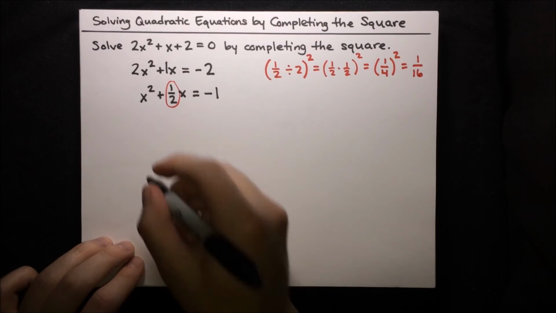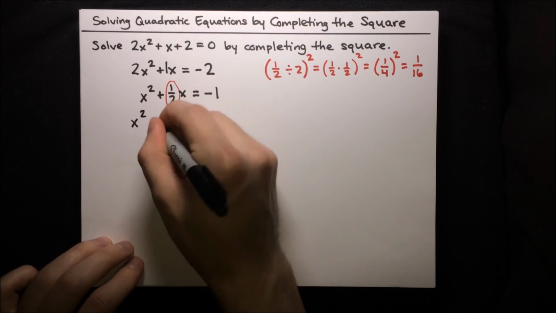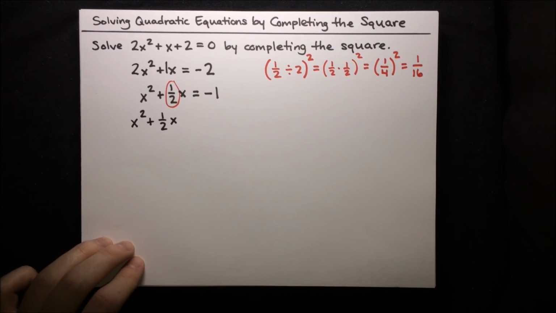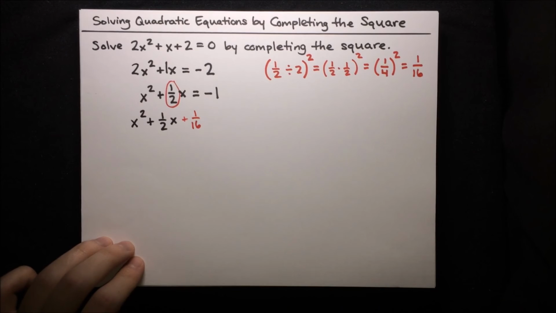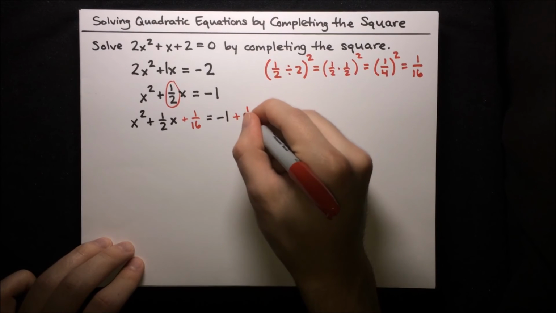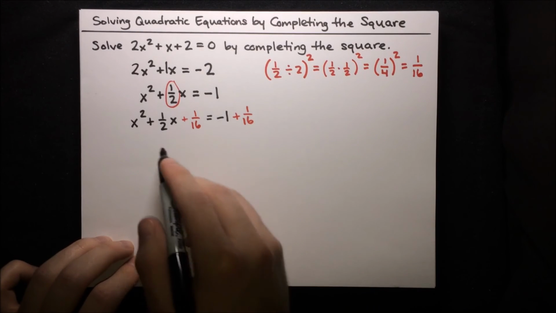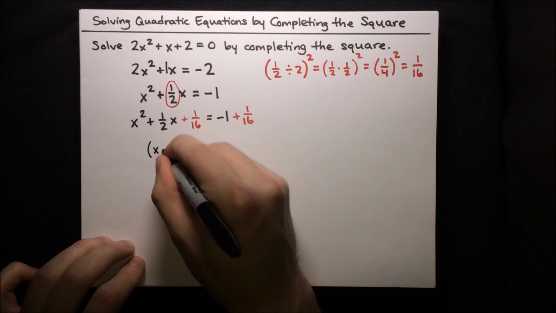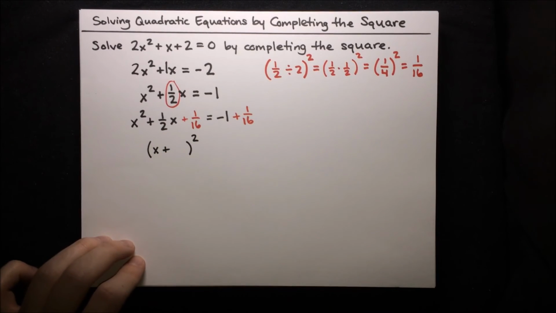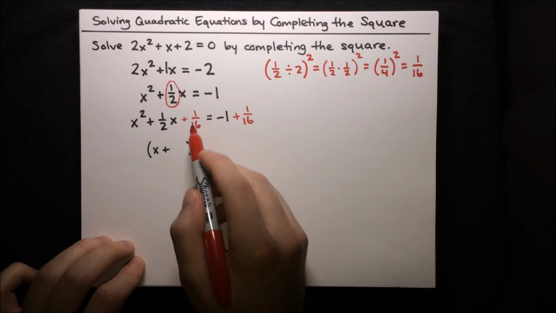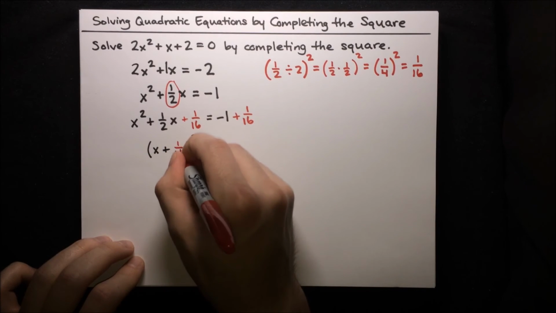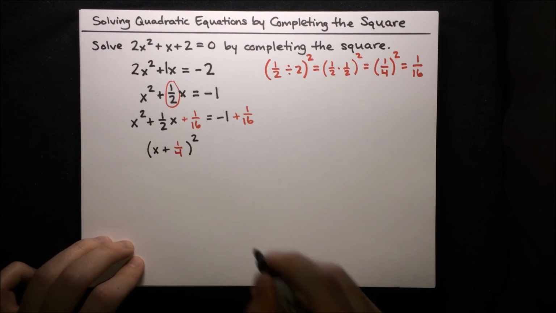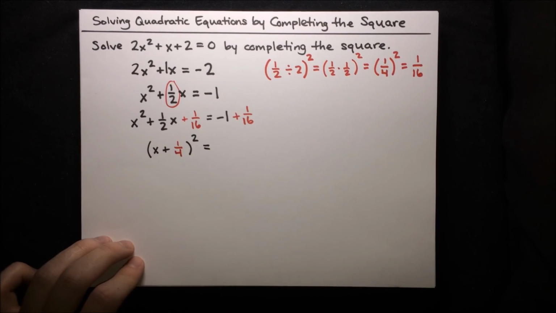So let's go ahead and write this down. Again, add 1/16 to both sides, get x squared plus a half x, and then plus 1/16 is equal to negative 1, and then plus 1/16. All right, next up, as usual, we'll factor the left-hand side here. So x plus something squared. What is that something? Well, that something squared has to be 1/16, and 1/16 comes from 1/4 squared, so it'll be 1/4. X plus 1/4 squared is equal to, let's go ahead and do that computation for the right-hand side.